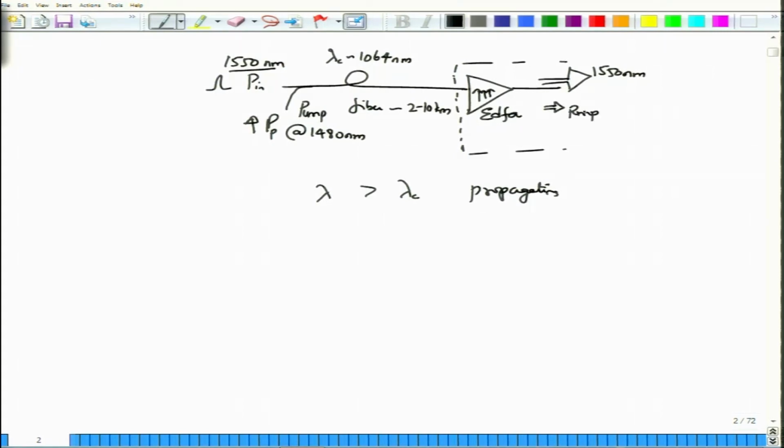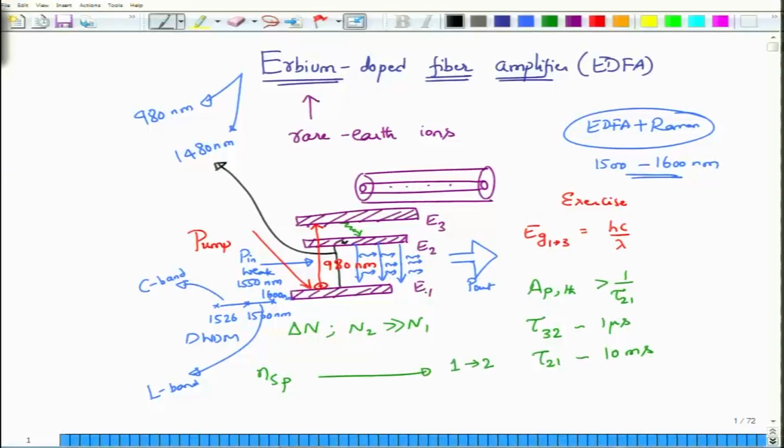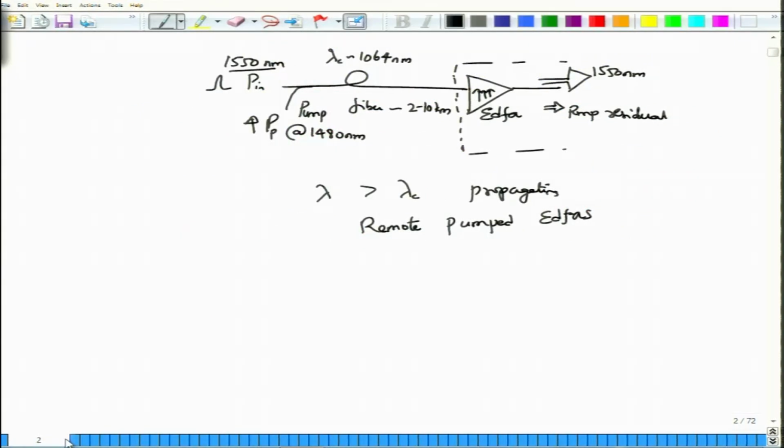The pump will still be there, the residual pump that you are going to get, but that residual pump will be almost 0. So, this type of amplifier is used in cases of what is called a remote pumped erbium doped fiber amplifier. So, when you are pumping remotely without any access, use 1480 nanometer, which takes ions from energy level E1 and directly deposits them onto the energy level E2. So, this is the remote pumping that we normally use.